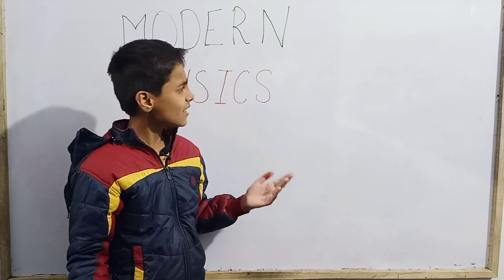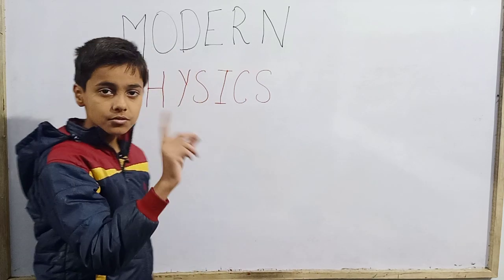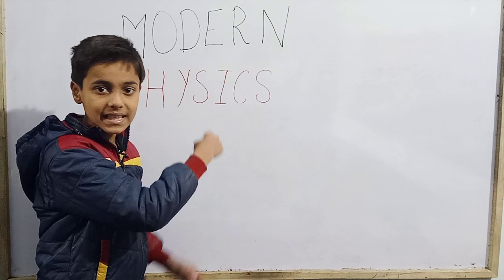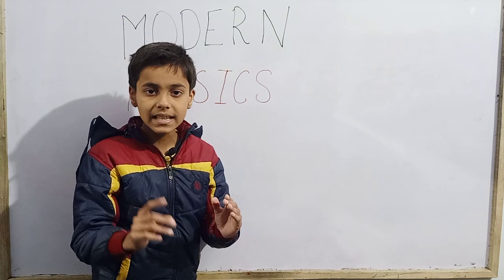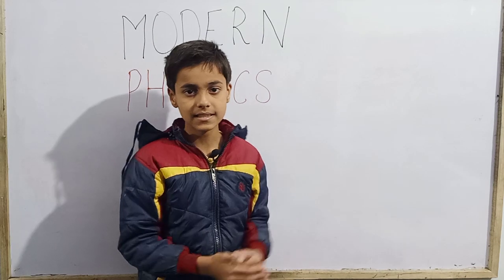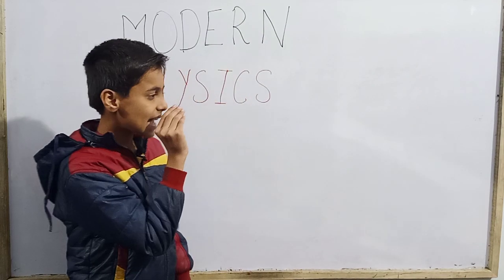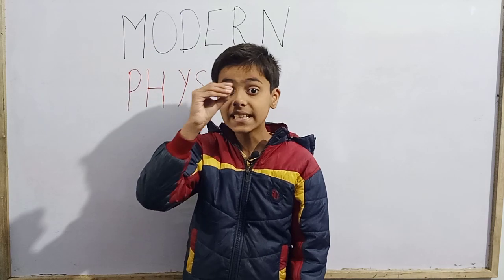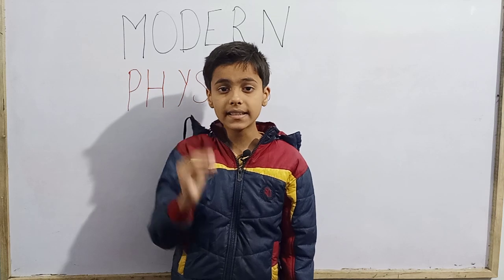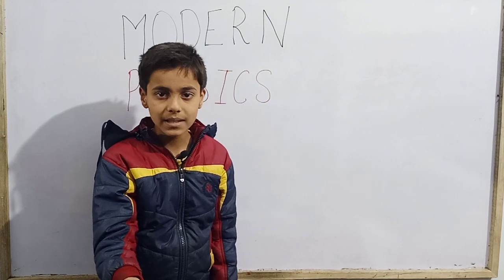But still, what is confusing in this? Modern physics can be subdivided into many parts, but mainly quantum mechanics and relativistic mechanics. Quantum mechanics deals with very small particles, such as subatomic particles.